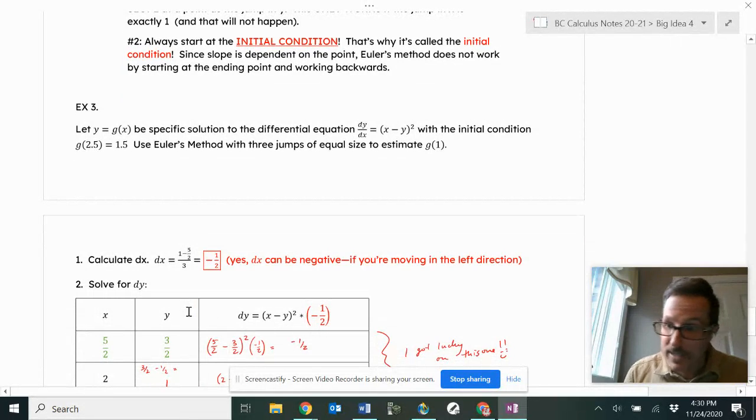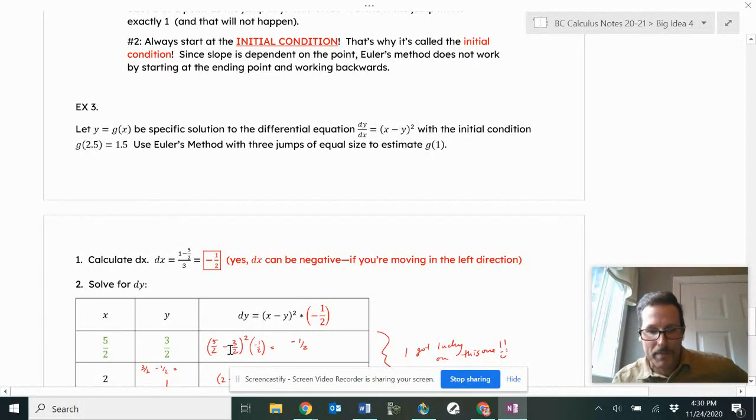So we're going to calculate dy. dy is the slope formula, the quantity x minus y squared, multiplied by the change in x, which is negative 1/2. You can see that here. (x minus y) squared multiplied by negative 1/2 is how we're going to calculate each dy along the way. So we're starting at the point (5/2, 3/2). We're going to chuck all the appropriate pieces into the right places. (5/2 minus 3/2) squared multiplied by negative 1/2 is negative 1/2.